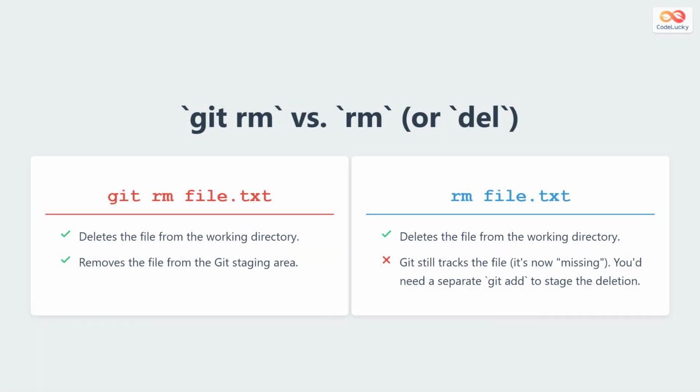You might wonder why you can't just use your operating system's normal delete command, like rm on Mac and Linux or del on Windows. While that does delete the file, it doesn't tell Git about it. Your Git status would then show the file as deleted, and you would still need to use git add to stage that change. The git rm command handles both steps for you, which is more efficient.